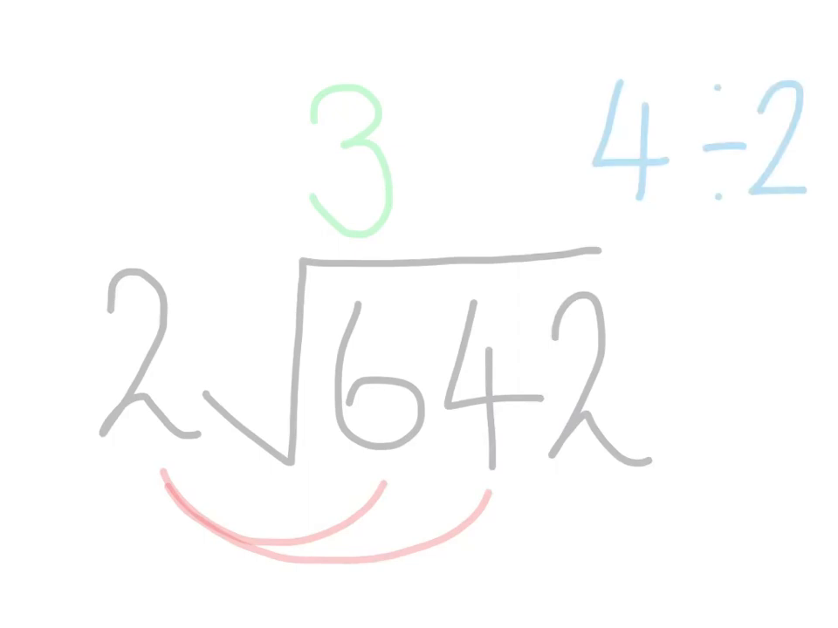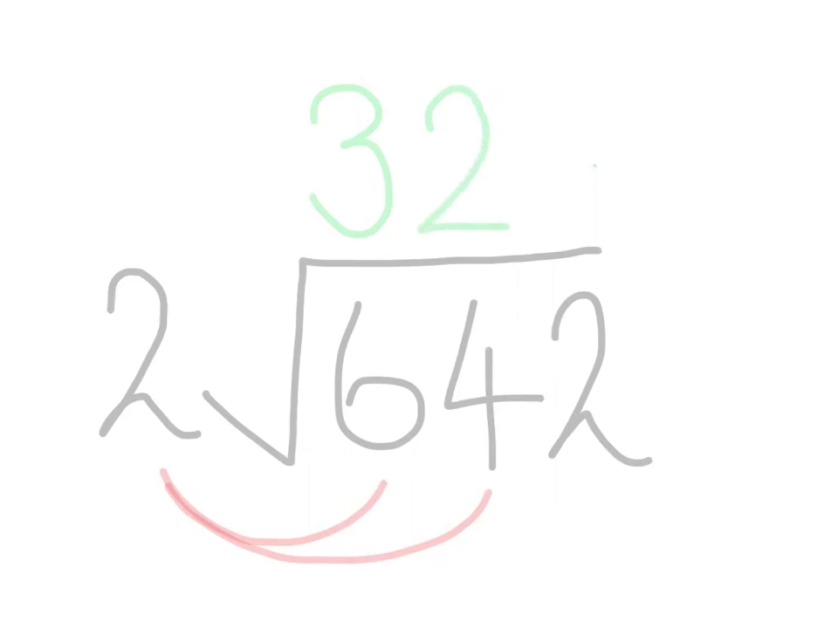You can do the same method as before, counting up in 2s on your fingers until you get to the number 4. So 2, 4. You have 2 fingers holding up, which is the answer. You do the same thing as before and put that above the 4.